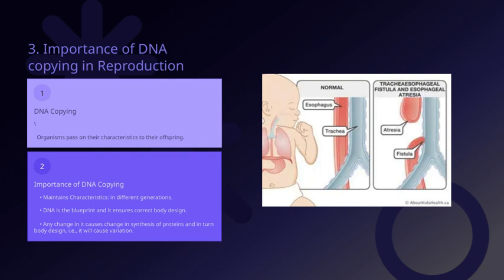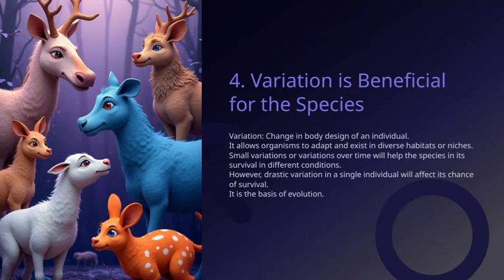That's why DNA copying is so important in reproduction. It ensures that each new organism receives an accurate copy of the genetic information. Without this precise copying process, the characteristics we inherit could become inconsistent, which could affect the survival and functioning of the species. So, understanding DNA copying helps us appreciate how traits are preserved and transmitted across generations, maintaining the continuity of life. Variation refers to changes in the body design of an individual.